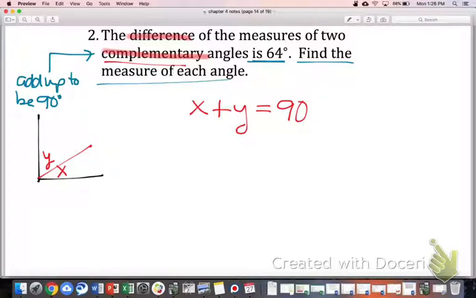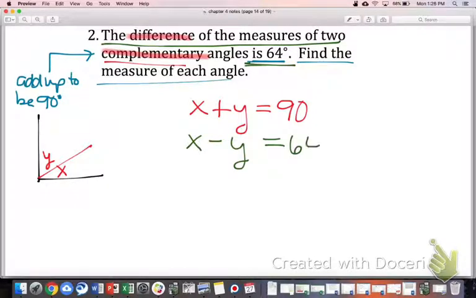Thank you. Yeah, complementary angles are angles that have to be 90 degrees, and so if I take one angle plus the other one, I have to get 90, don't I? Now the other statement is, I'm told that the difference of the two angles, X minus Y, is 64. So say it again, Grace. X minus Y equals 64. That's exactly right. X minus Y equals 64.